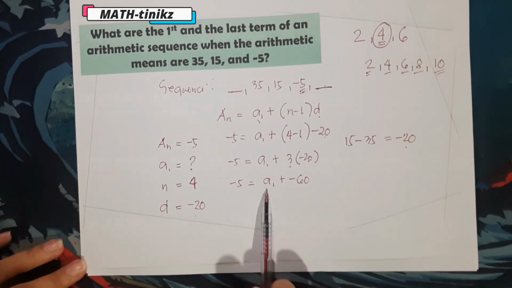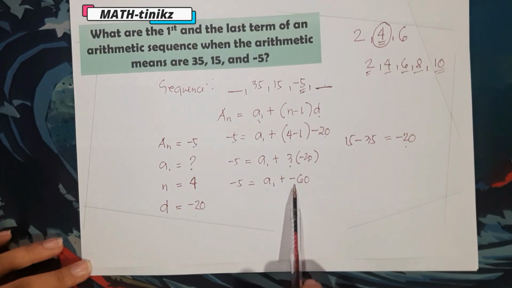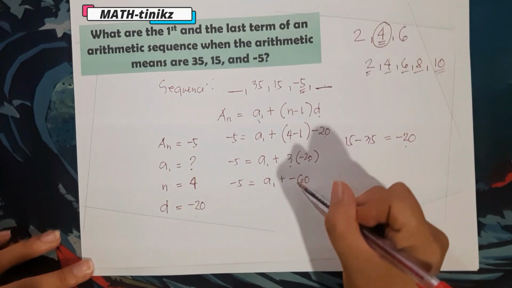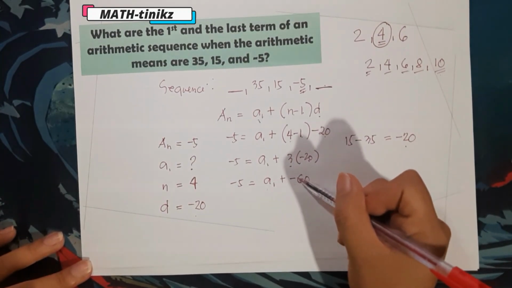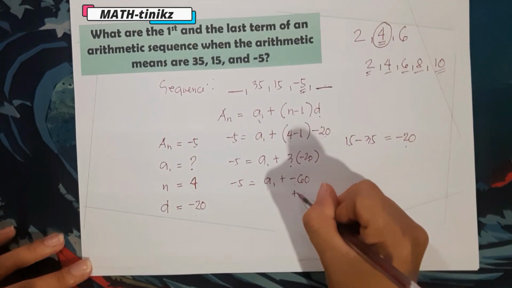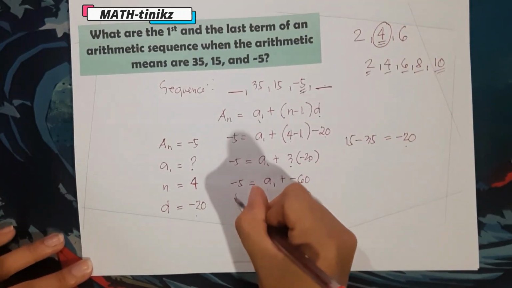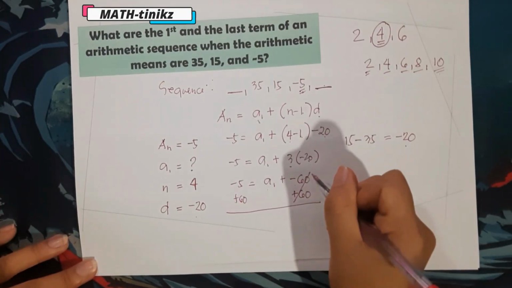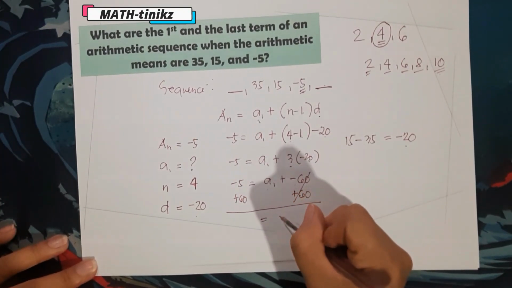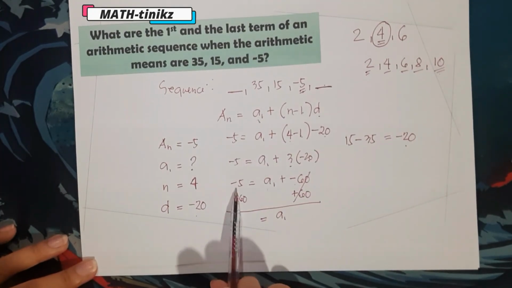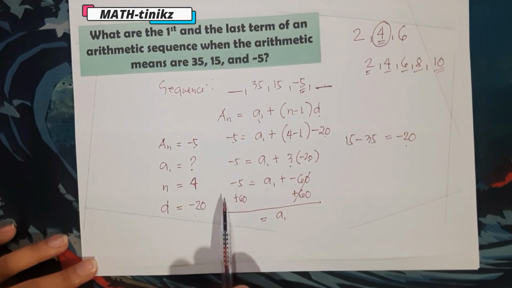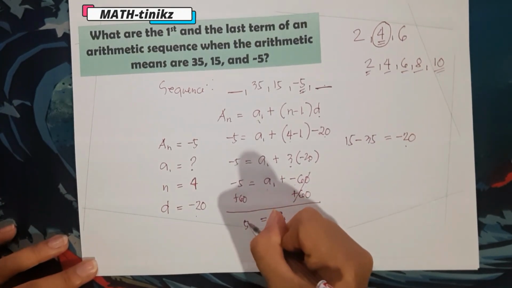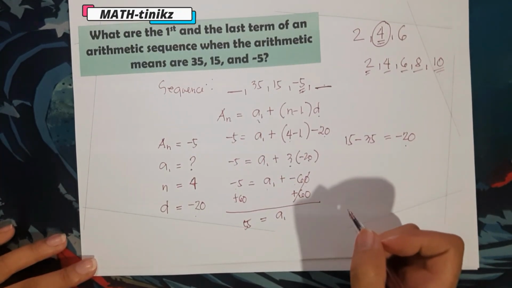Now, para makuha natin si a sub 1, we need to transpose 60 dito. Using the additive inverse, gagamitin natin ang opposite sign ni negative, which is the positive. So, plus 60 din dito to balance the equation. Cancel, dahil magiging 0 na to. Ang naiwan, a sub 1 and negative 5, since they are not the same sign, we're going to subtract. Then 60 minus 5 is equal to 55. That is our first term.